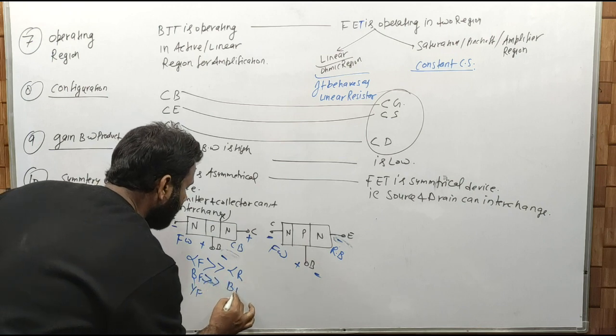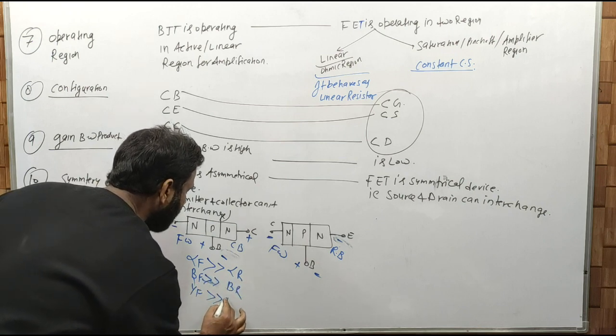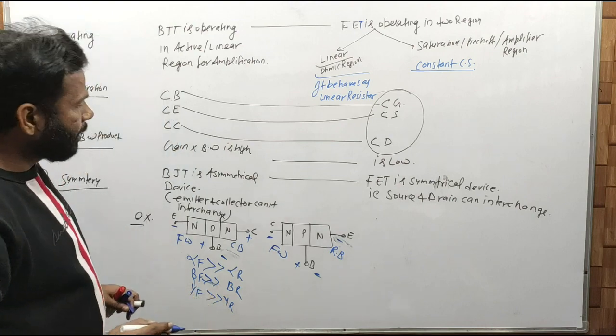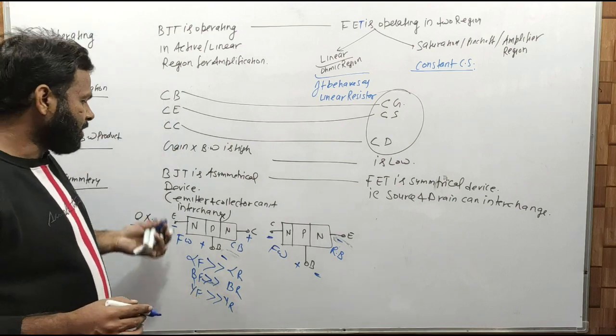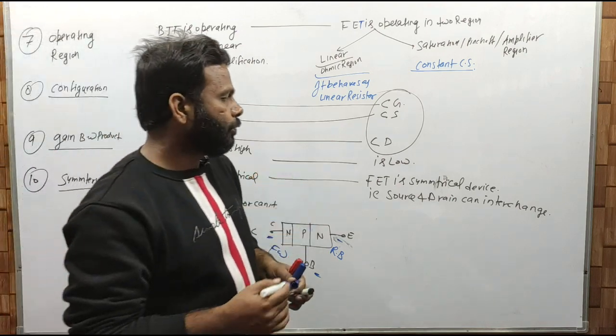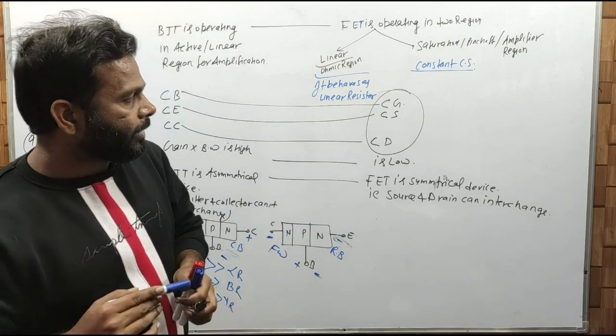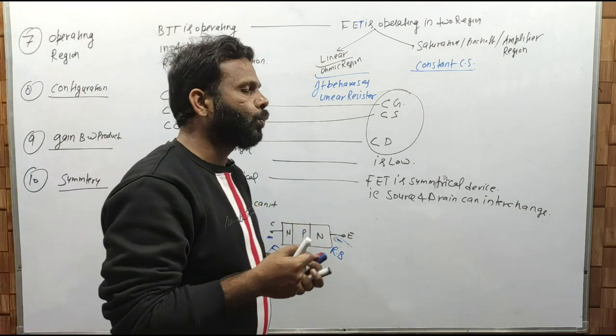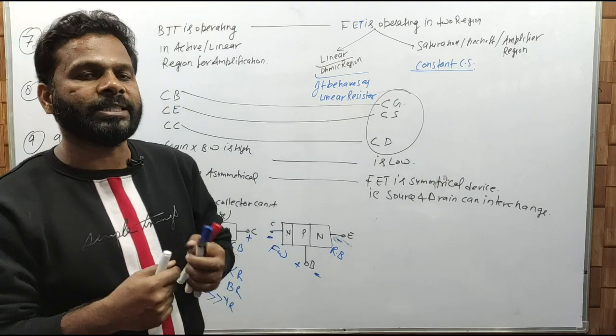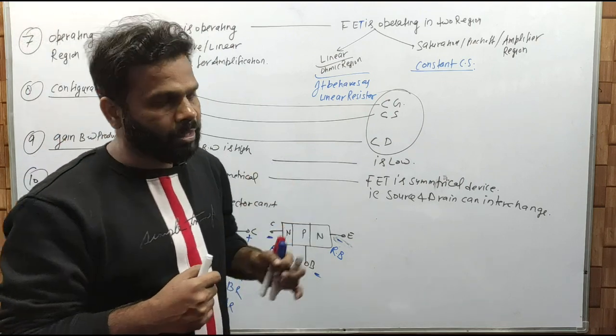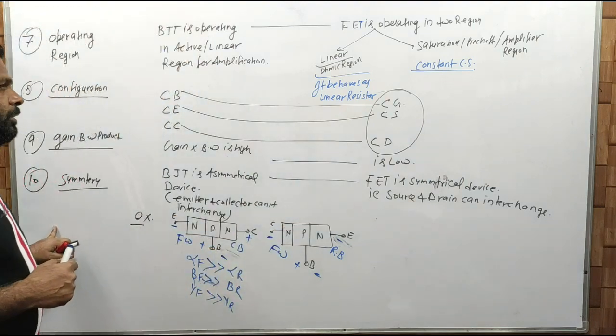So beta R and beta gamma R. Clear? So that's why the BJT is an asymmetrical device, but your field effect transistor is a symmetrical device. That means if you interchange the source and drain, you will get the same result as previous. Clear hai? So hopefully up to the 10th point it must be clear.